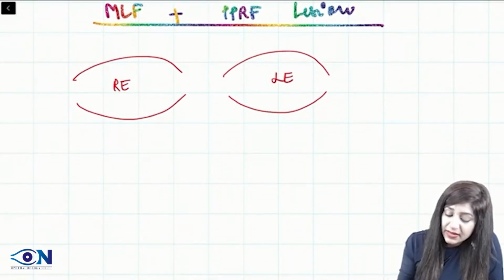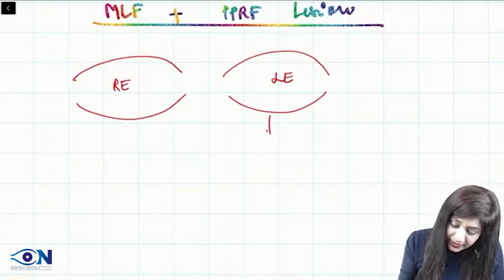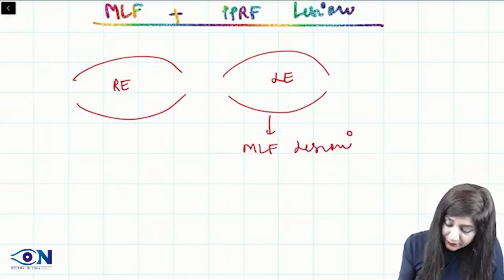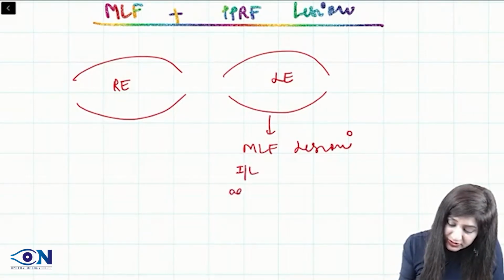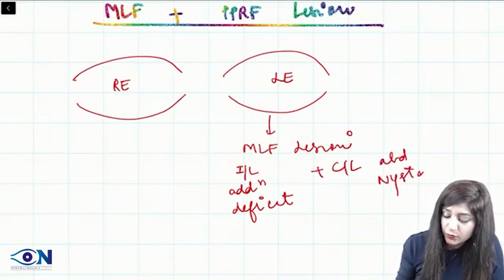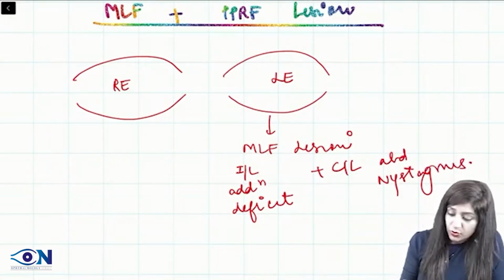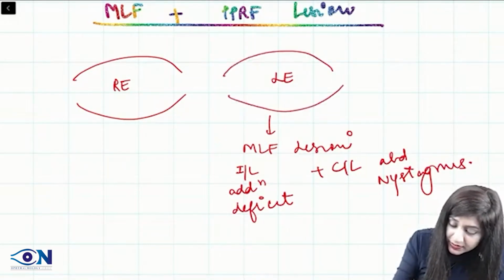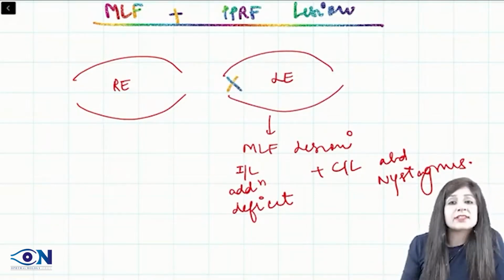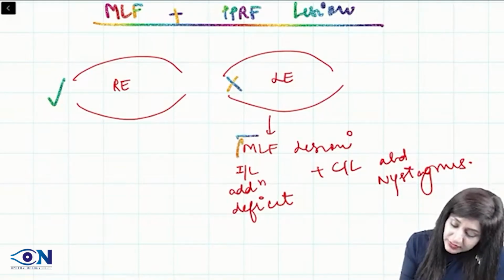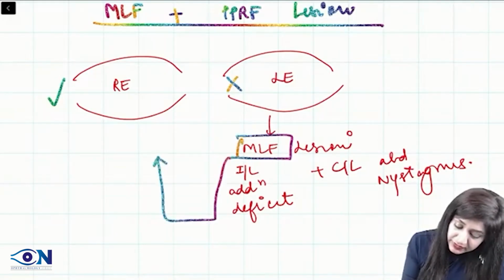Now you can see that if I am having the MLF lesion here, because of the MLF lesion, we will have the ipsilateral adduction deficit, and we will have the contralateral abduction nystagmus. This you already know from your MLF lesion. So that means we will have the adduction deficit on this side, as well as we will have the abduction nystagmus here.